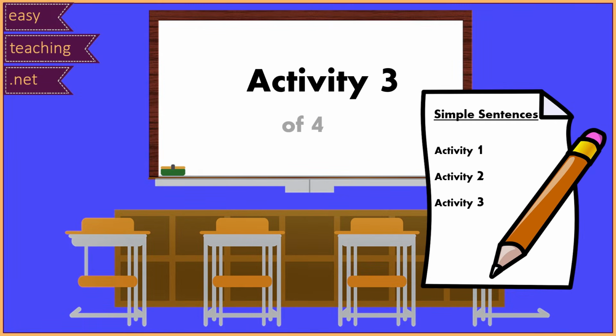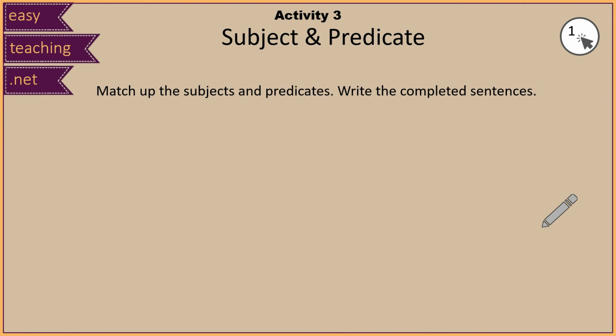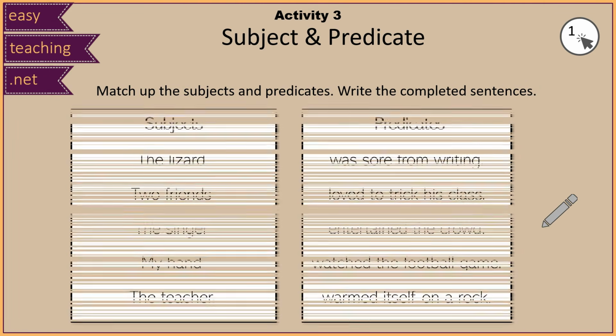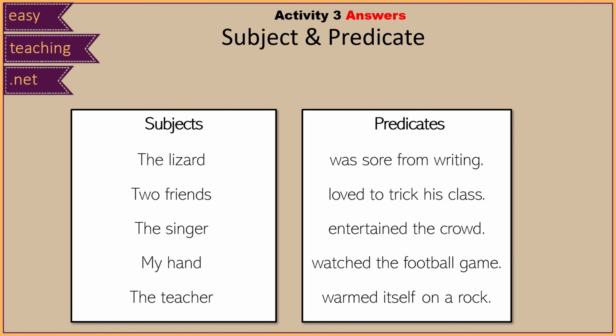Activity 3. In this activity, the subjects and predicates of 5 sentences have been jumbled. Match them up and rewrite the 5 sentences. Make sure you use full stops and capital letters. Pause here until you're done. Now let's check your work.